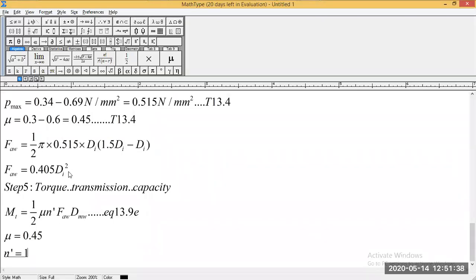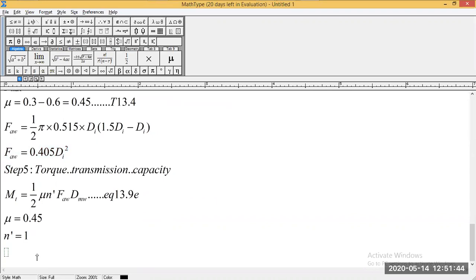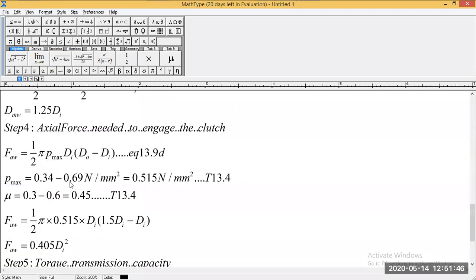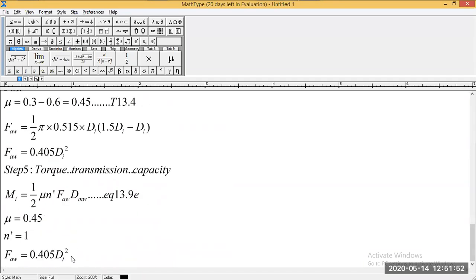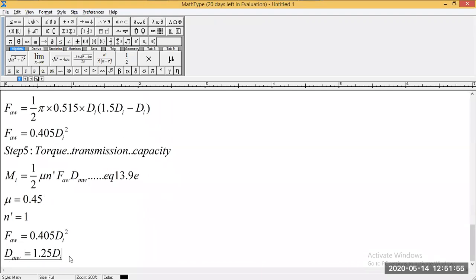The FAW we've already condensed it to this much. Right? This is FAW, and DMW I think we have found out here. DMW is the mean diameter of the friction lining. So we have everything. We can just directly substitute here.